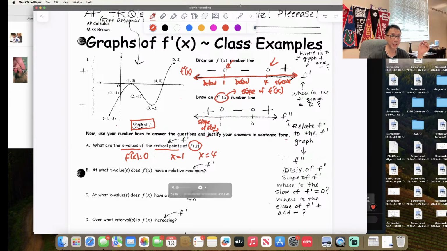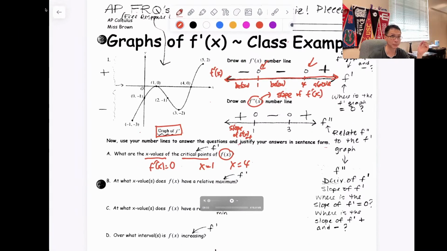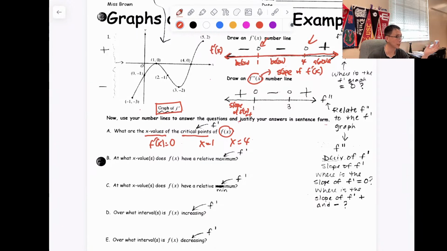Am I going too fast or no? Let me know if I'm going too fast. I'm sorry if I did, but you can slow me down. This is the easiest part on the AP exam. It has no arithmetic, no calculation. You just have to tell what it is.